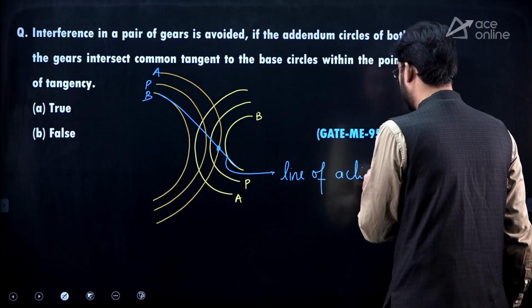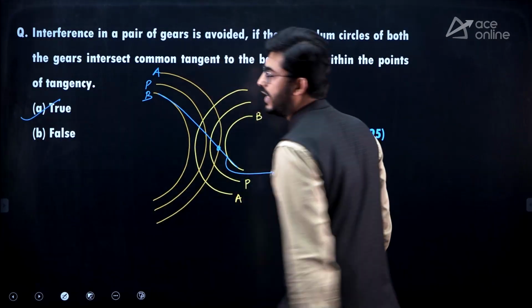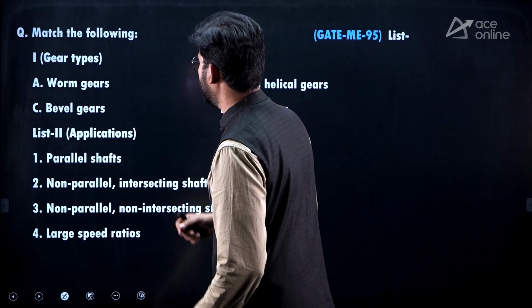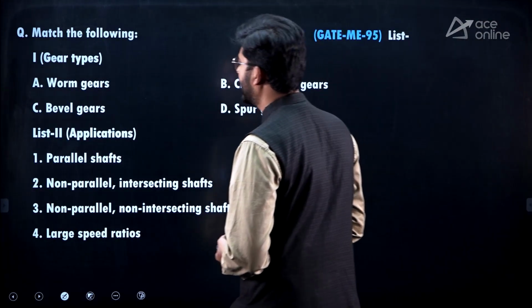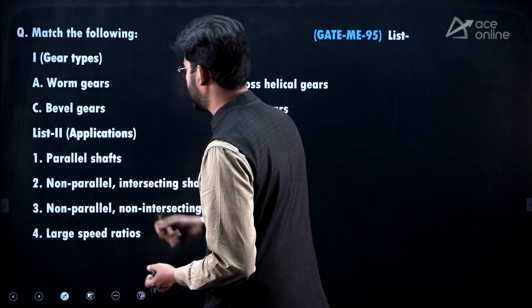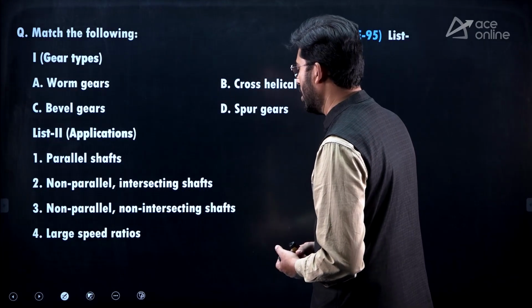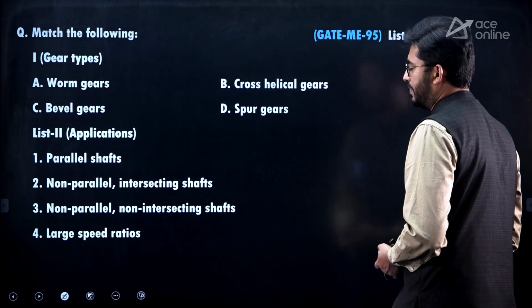Okay, so this is a true statement. Option A is the answer. Next is match the following. First one is worm gear, crossed helical gear, bevel gear, spur gear. Next is list 2, that is consisting of parallel shaft, non-parallel and intersecting, non-parallel, non-intersecting, large speed ratios.